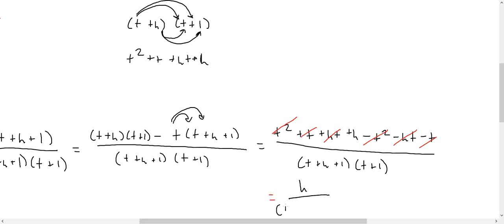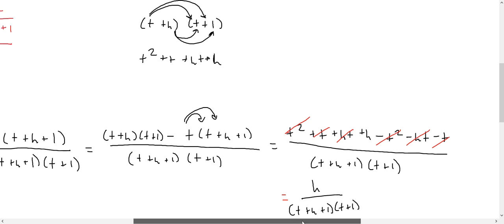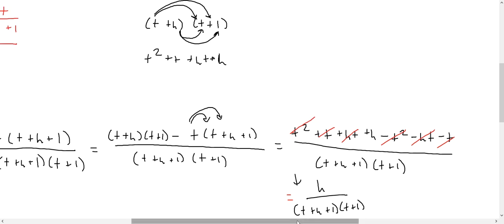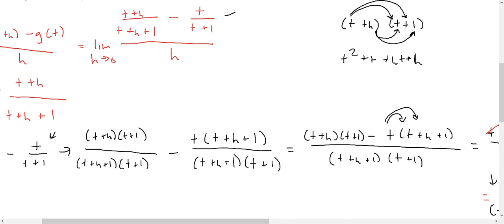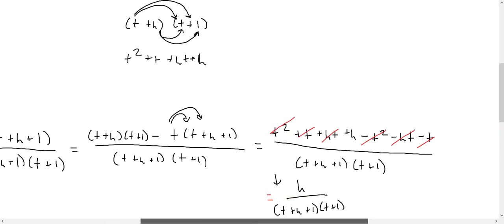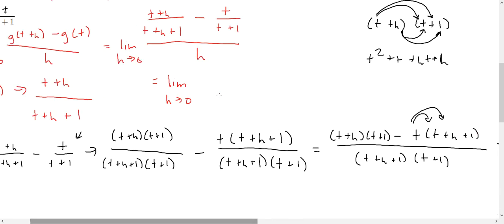And on the denominator, we're going to have t plus h plus 1 over t plus 1. And this fraction right here is going to be equal to this numerator. So we can substitute it back into our limit by saying the limit as h approaches 0 of, in our numerator, we're going to have this fraction. So h over (t plus h plus 1) times (t plus 1). And this fraction is going to be over h.